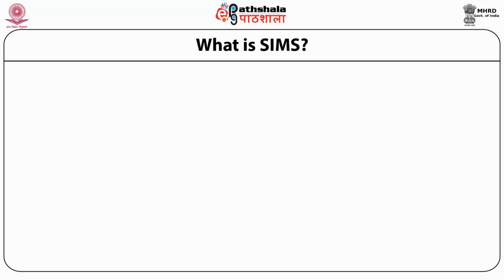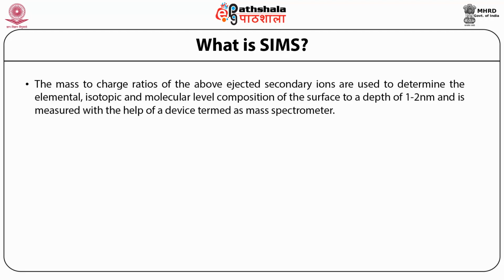As I said earlier, SIMS stands for secondary ion mass spectroscopy. In this spectroscopy, the mass to charge ratios of the ejected secondary ions are used to determine the elemental, isotopic, and molecular composition of the surface to a depth of about 1 to 2 nanometers, and are measured with the help of a device termed a mass spectrometer. Based on the mechanism of beam in, beam out, this is the principle used in this spectroscopy.